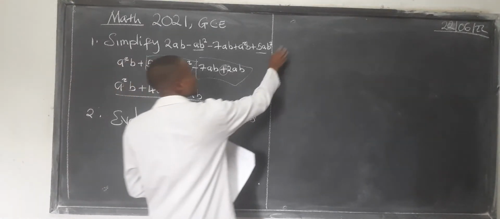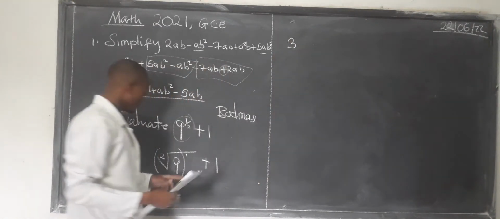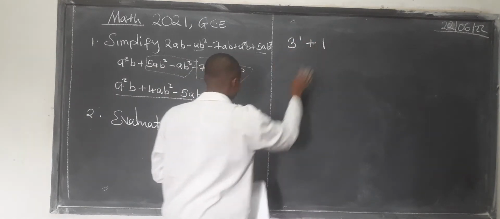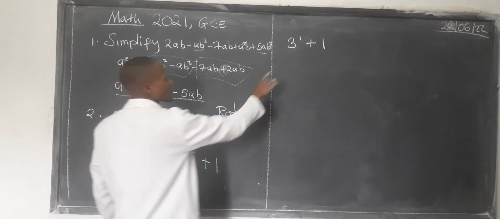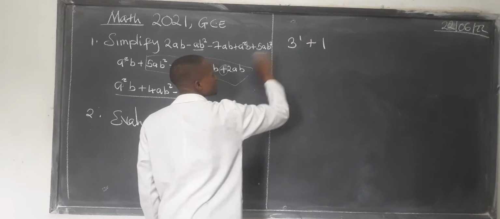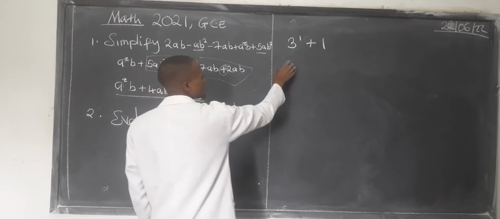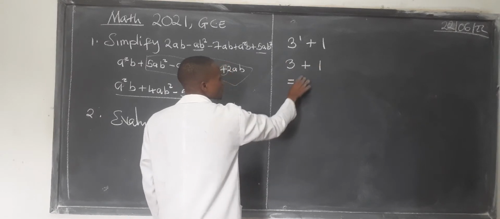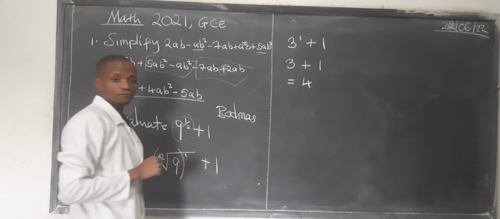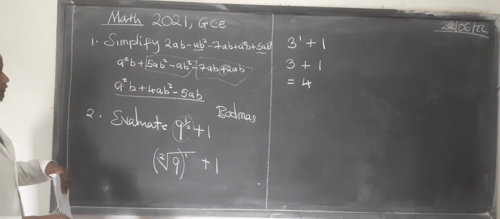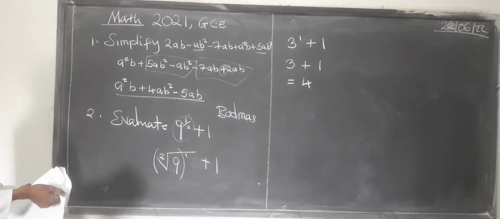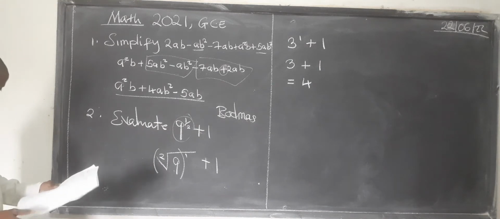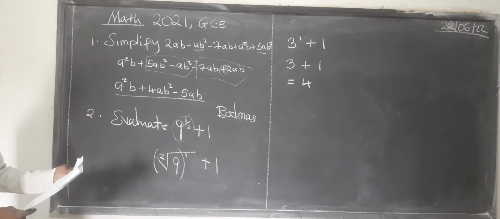So this becomes 3 to the power 1, then plus 1, which is at the end here. Any number raised to the power 1 is the same number, it does not change anything. So we have 3 plus 1, which is equal to 4. So that is our second question in this paper. I hope we are together and nothing is complicated so far.